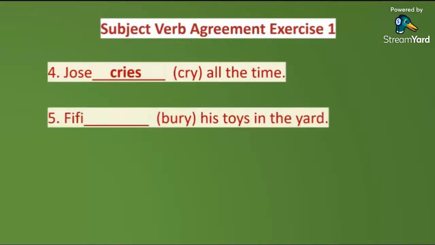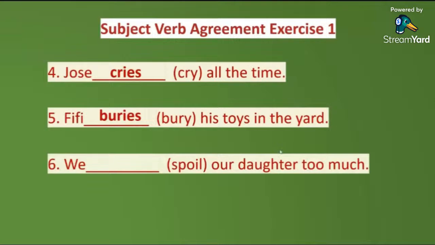Number 5. Fifi blank his toys in the yard. So the verb inside the bracket is bury. Answer is buries. Fifi buries his toys in the yard.